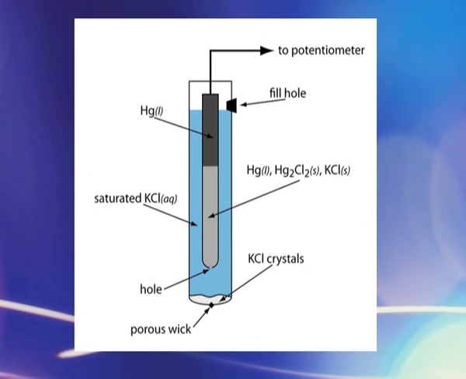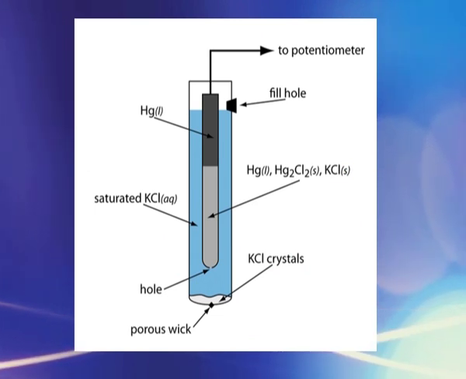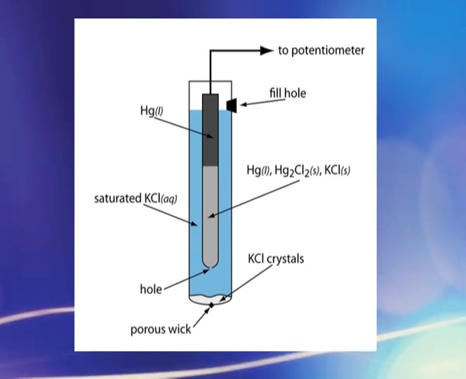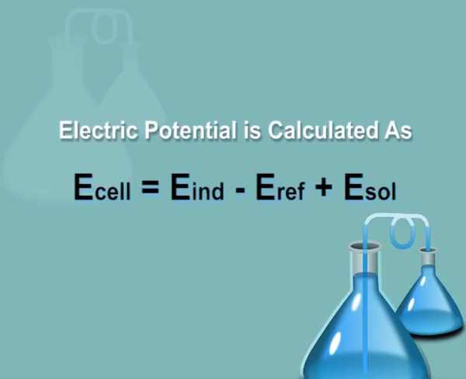The indicator electrode forms an electrochemical half cell with the interested ions in the test solution. The reference electrode forms the other half cell. The overall electric potential is calculated as E cell equals E ind minus E reference plus E sol. E ind is the potential of the indicator electrode. E sol is the potential drop over the test solution between the two electrodes.